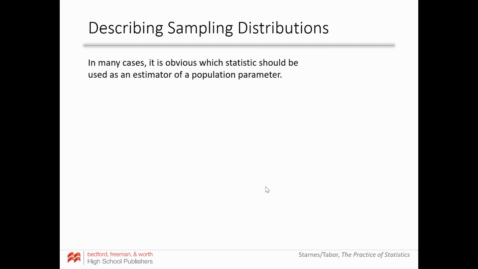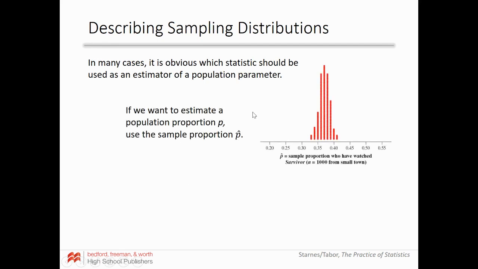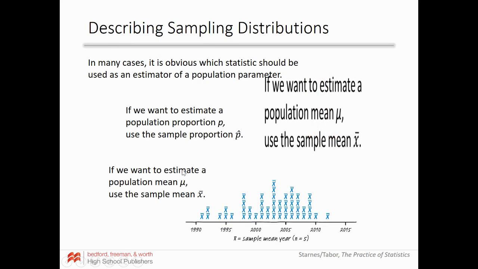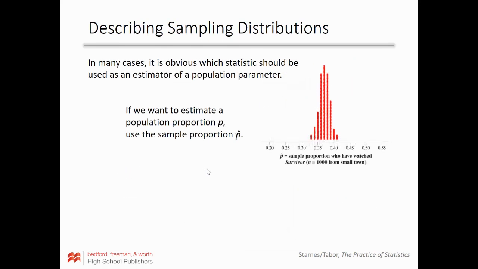So, in many cases, it is obvious which statistics should be used as an estimator of a population parameter. If we want to estimate a population proportion P, we should use the sample proportion P hat. If we want to estimate a population mean, which is mu, we should use the sample mean x bar. But either way, whether we're using p hat or x bar, the better way to minimize the variability is to increase that sample size.